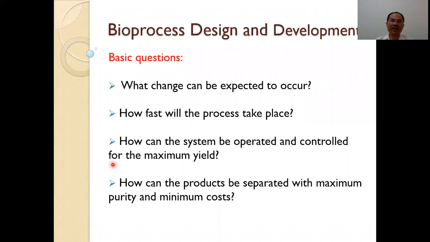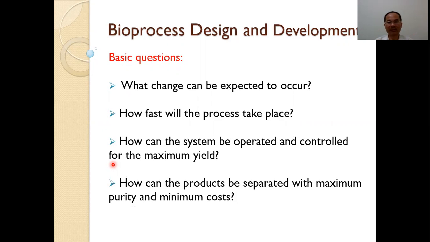Okay. What change can be expected to occur? You have to know what your product is and what your process is. If your product is an extracellular product, it's not necessary to do disruption. You can only separate the cells out of the solution, and then you can do clarification, purification and polishing. And the next question, how fast the process takes place.